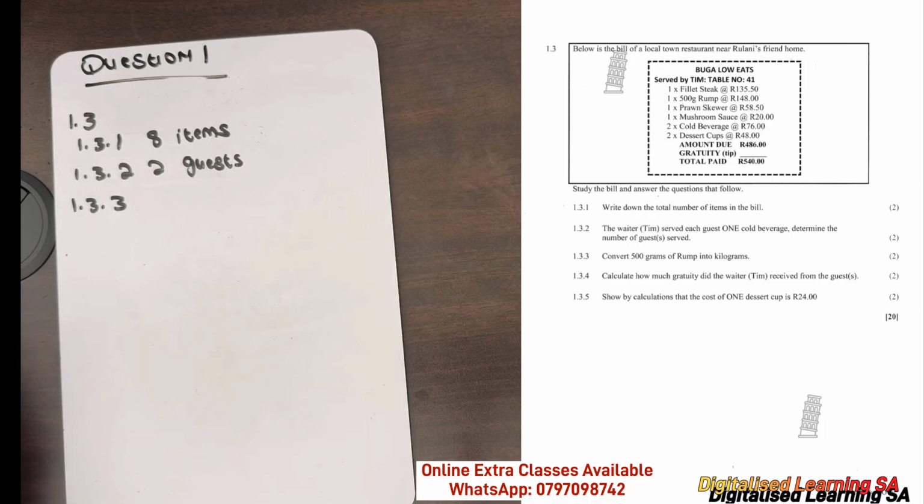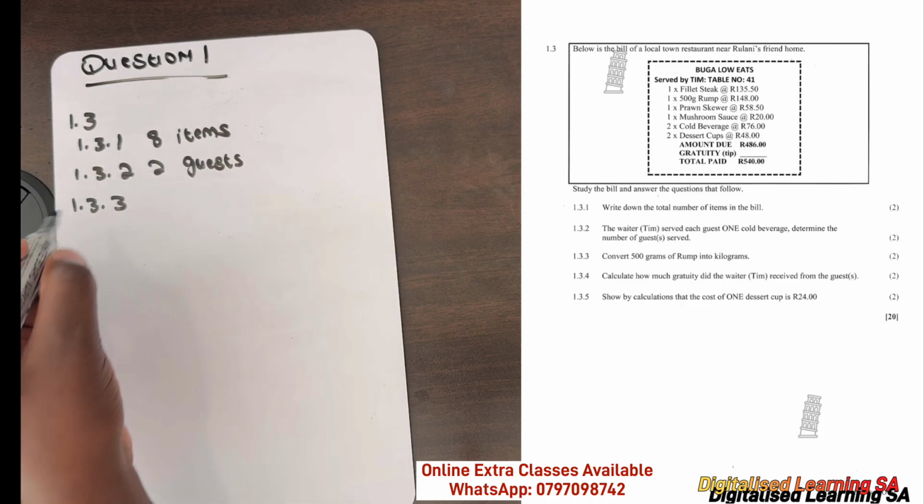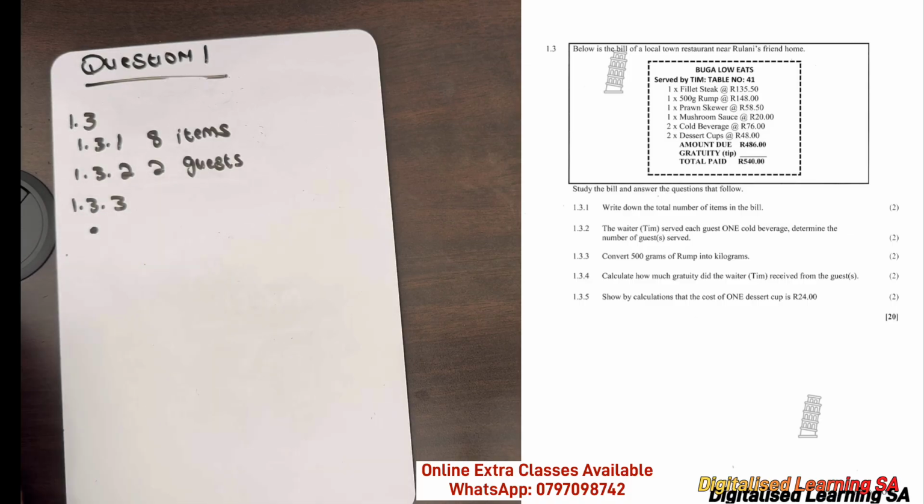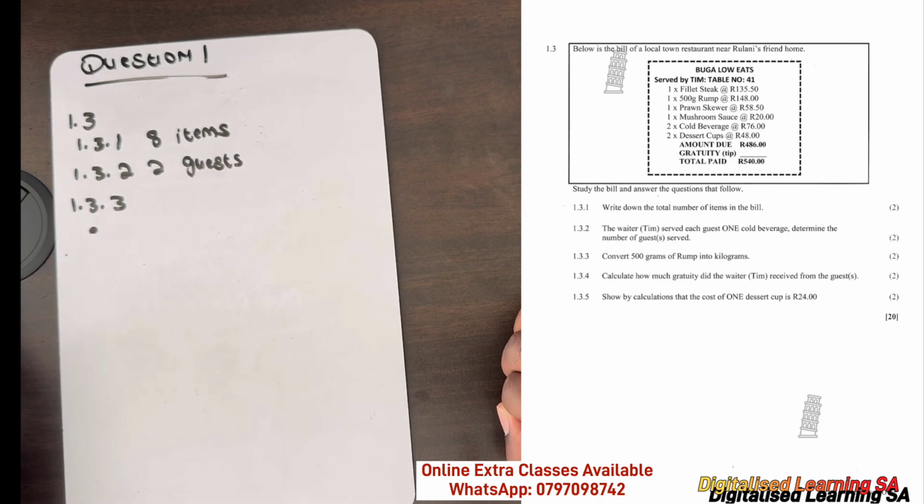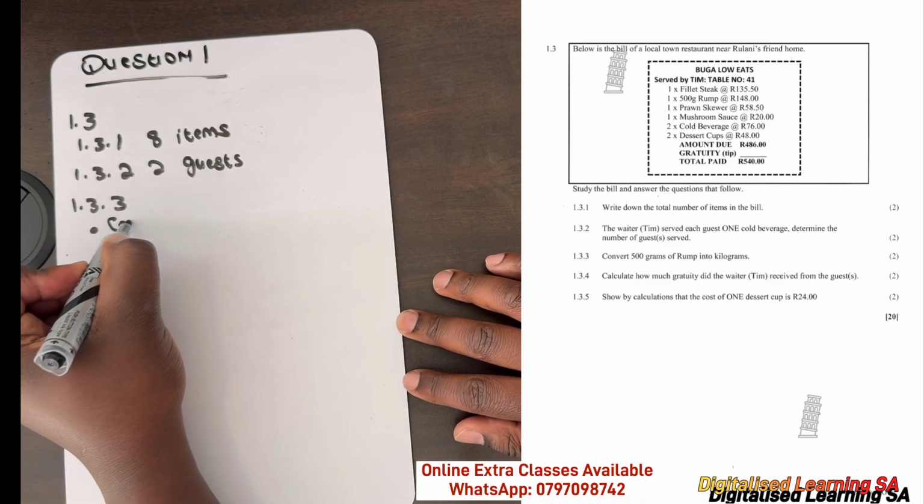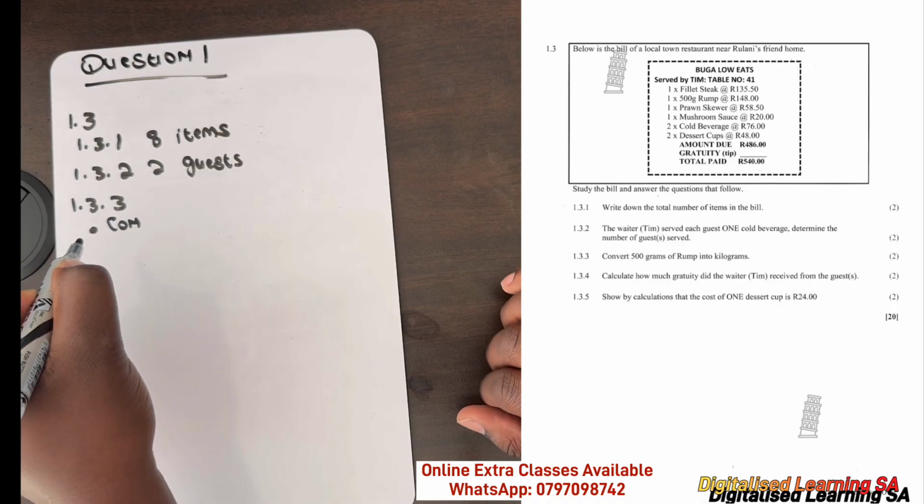Question 1.3.3 says convert 500 grams of rump into kilograms. In this question, we will start by noting down how to convert from grams to kilograms and from kilograms to grams. If we are converting from grams to kilograms, we divide by 1000. If we are converting from kilograms to grams, we multiply by 1000. I will also write it down so that you can understand.